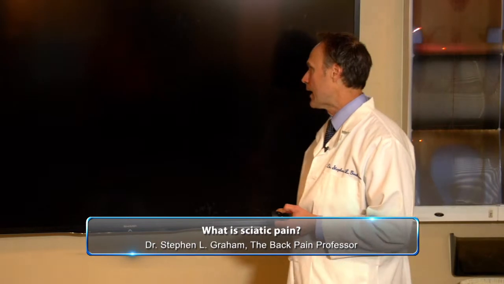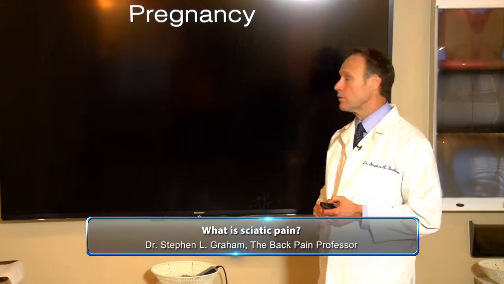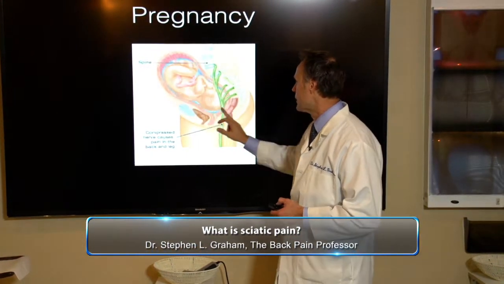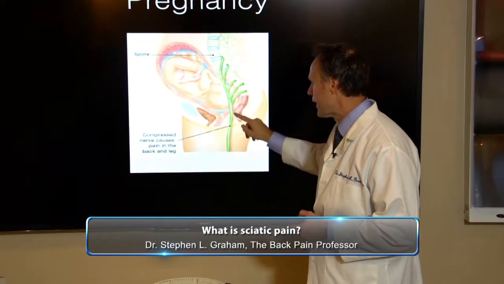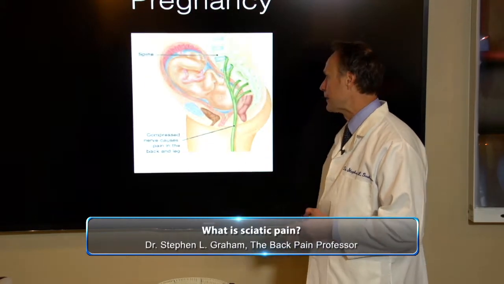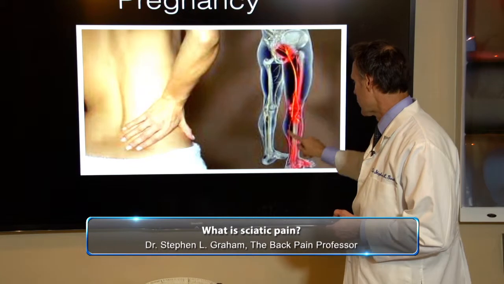Now let's look at another cause, which is pregnancy can actually cause sciatic pain. You can see the little munchkin here, the little fetus. The head is actually pushing on some of those branches, and that's going to cause that pain to run down that leg. Here it is right here. You can see it's going on down.